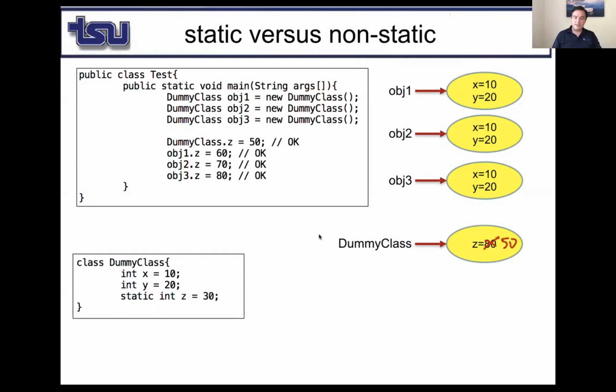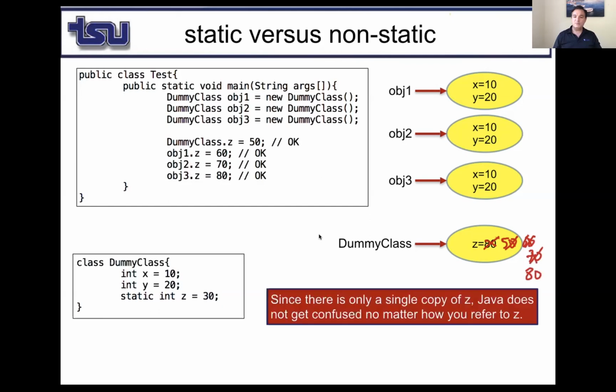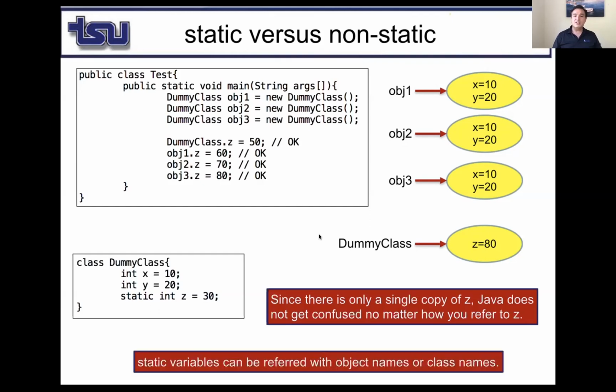And then obj1.z = 60. Is this okay? Yes, even though this is an object and this is a class, since there is a single copy of z, when I say obj1.z = 60, this will change to 60. obj2.z = 70, and then obj3.z is 80. This will become 80. So there's no problem. Since there's only a single copy of z, Java does not get confused no matter how you refer to z. Static variables can be referred to with object names or class names.